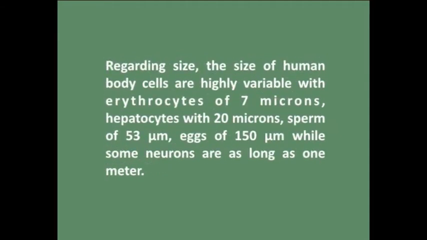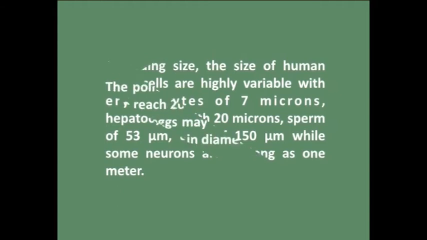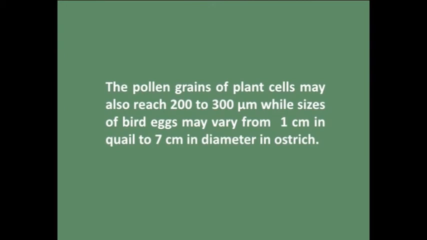Regarding size, the size of human body cells are highly variable, with erythrocytes of 7 microns, hepatocytes with 20 microns, sperms of 53 micrometer, eggs of 150 micrometer, while some neurons are as long as 1 meter. The pollen grains of plant cells may also reach 200 to 300 micrometer, while sizes of bird eggs may vary from 1 centimeter in quail to 7 centimeter in diameter in ostrich.